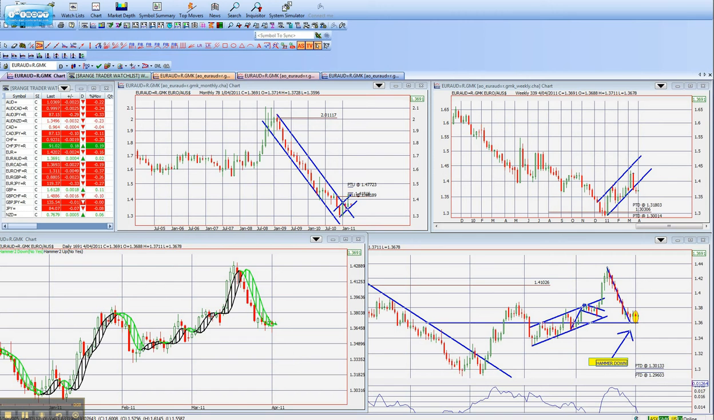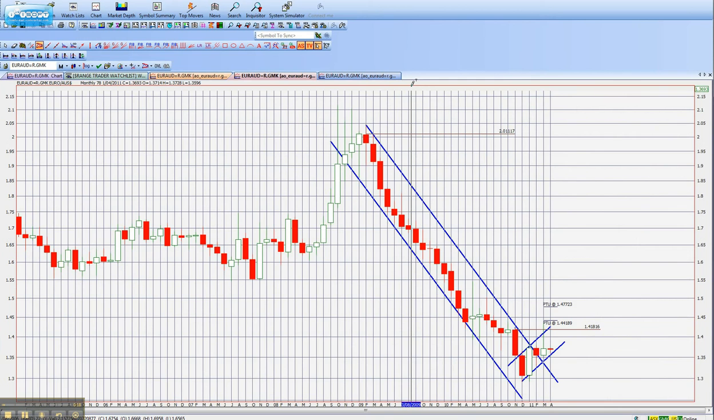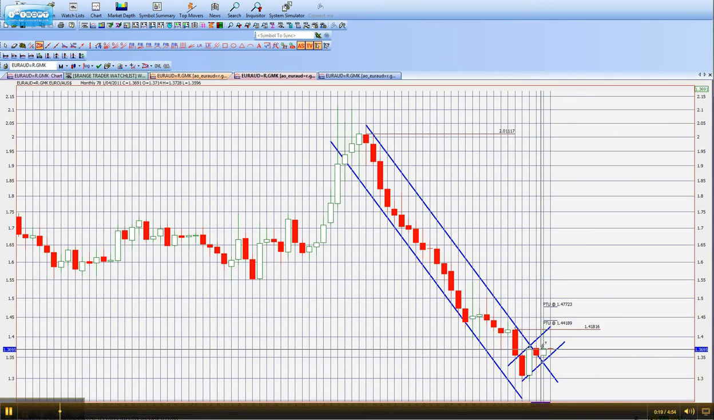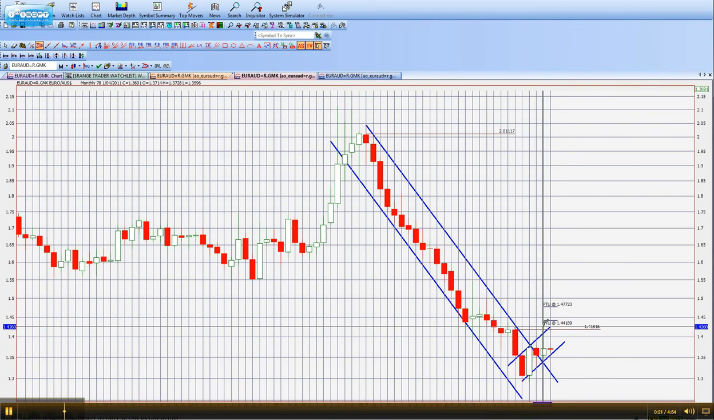Here's an update on the Euro Australian and the US dollar for the 5th of April. Now let's get straight to it. This is the Euro Australian monthly. What we have here is a slight upwards channel with a massive shooting star.